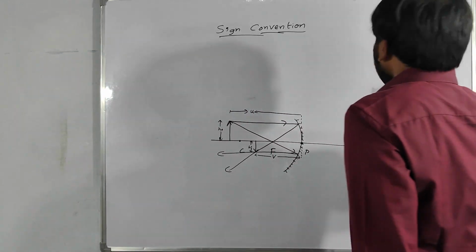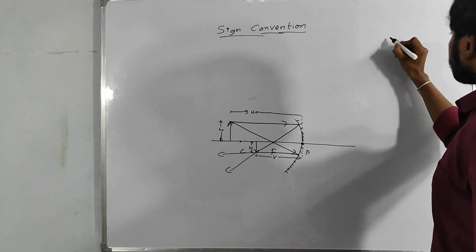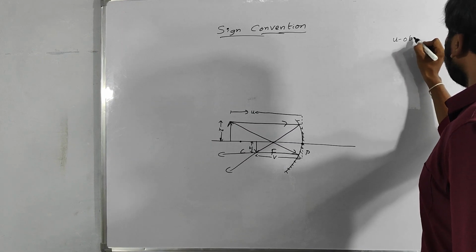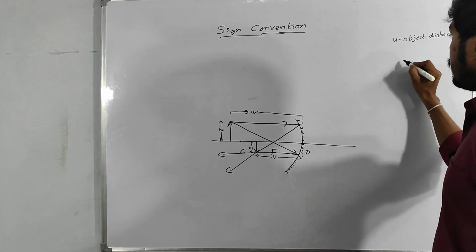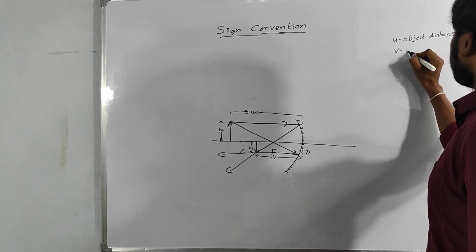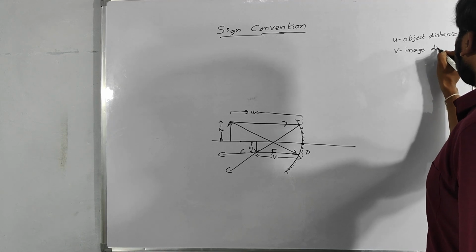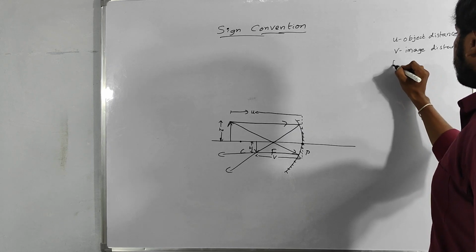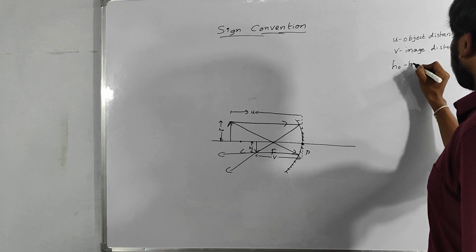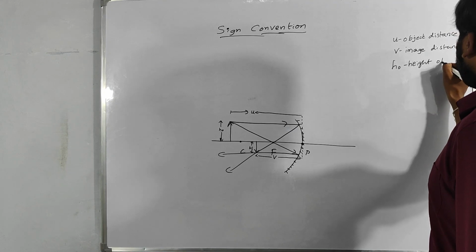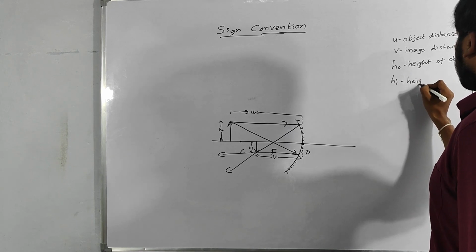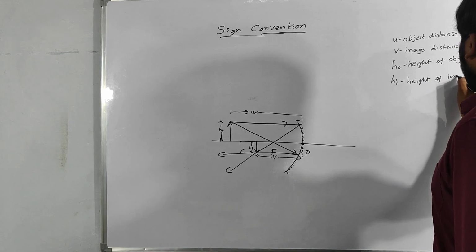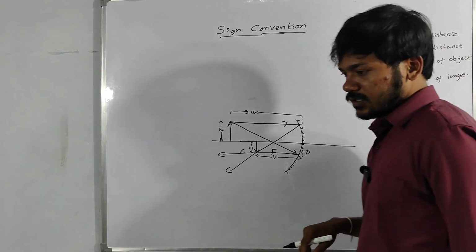So what are the terms involved here? U, which stands for object distance. V, which stands for image distance. HO, which stands for height of object. HI, which stands for height of image.